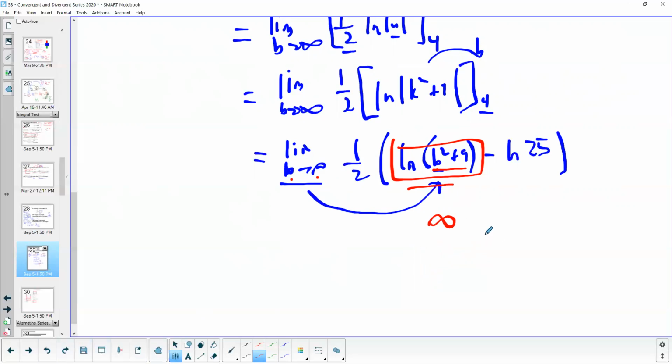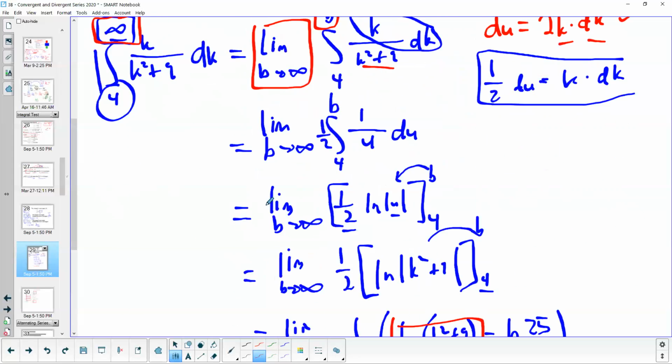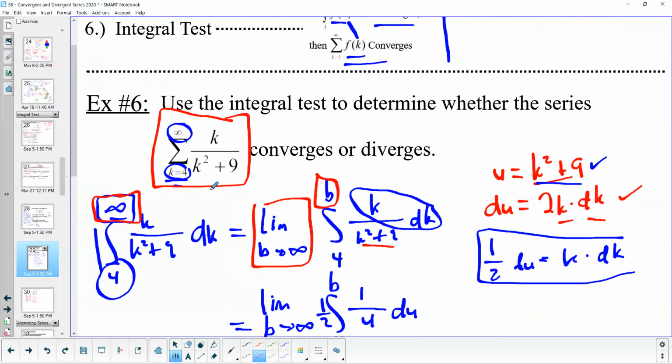And so now I have infinity minus this constant here, which is irrelevant. This tells me that this particular integral approaches infinity, therefore it diverges. And using the integral test, it says if the integral diverges, then that tells us that the original series also diverges. So in this particular example, the sum from k equals 4 to infinity of k over k squared plus 9 diverges, and our reason is the integral test.